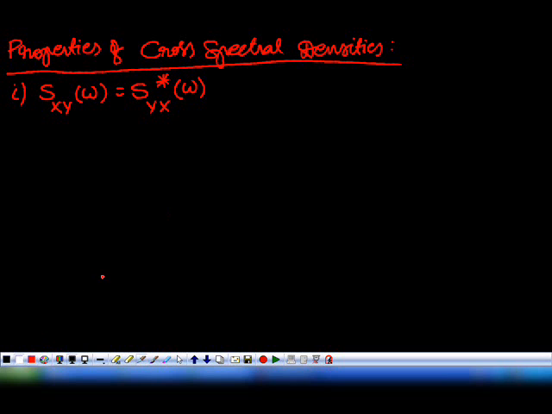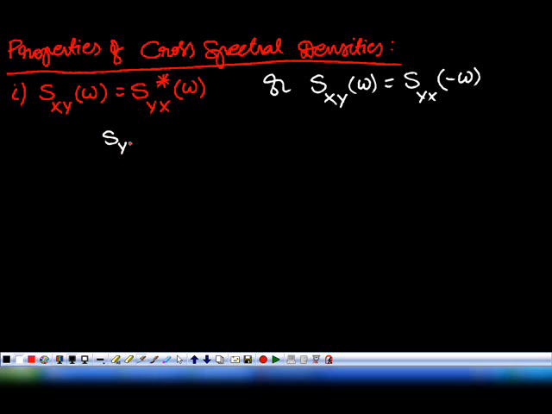So how can you prove this? Or you can also write this as Sxy of omega is equivalent to Syx of minus omega, because Syx star of omega is equivalent to Syx of minus omega. You must be familiar with the properties of the Fourier transform. These are very simple because both are the Fourier transforms of Rxy of tau and Ryx of tau.